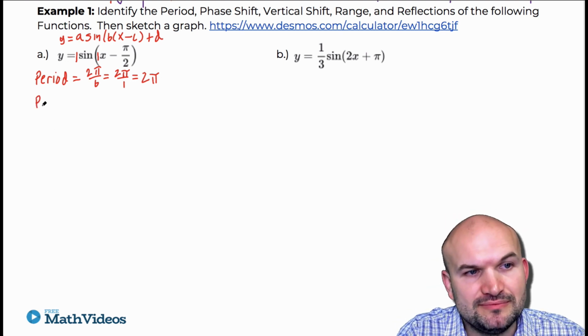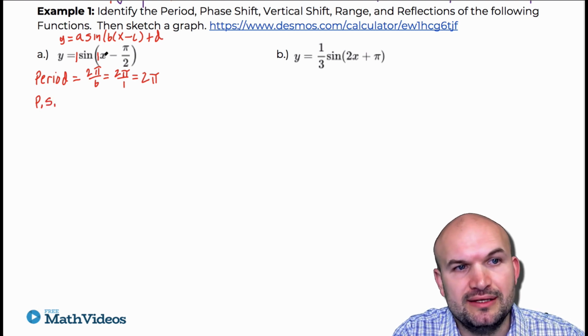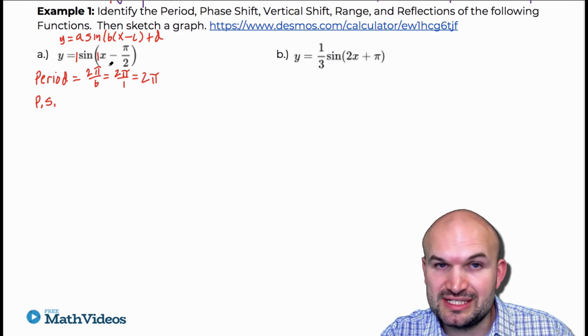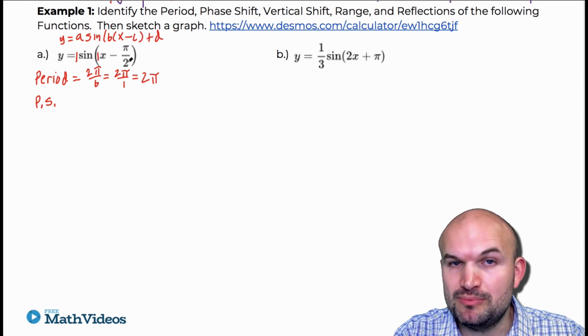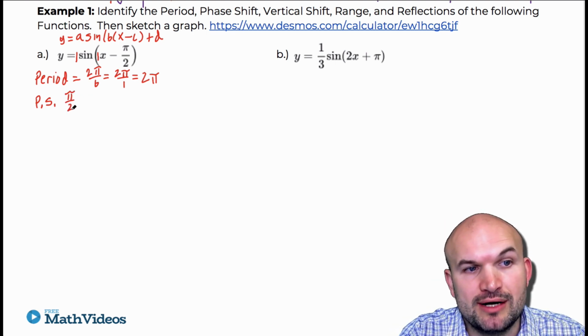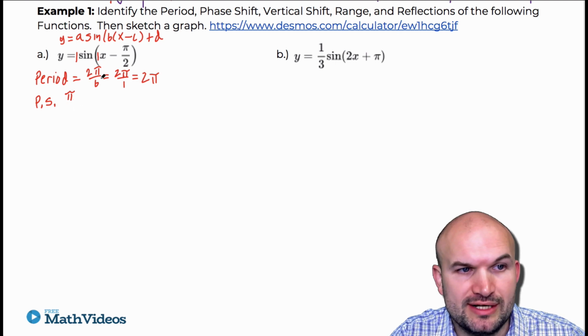The phase shift is going to be our c, and remember it's x minus c, so since that's an x minus pi halves, c is equal to pi halves, so that means we're going to be moving to the right. So I'm going to want to make sure I distinguish where I'm going, so pi halves to the right, or I guess I should write right pi halves.